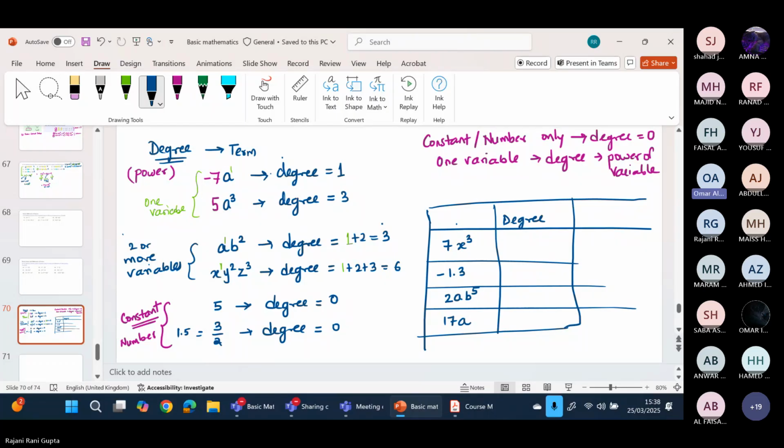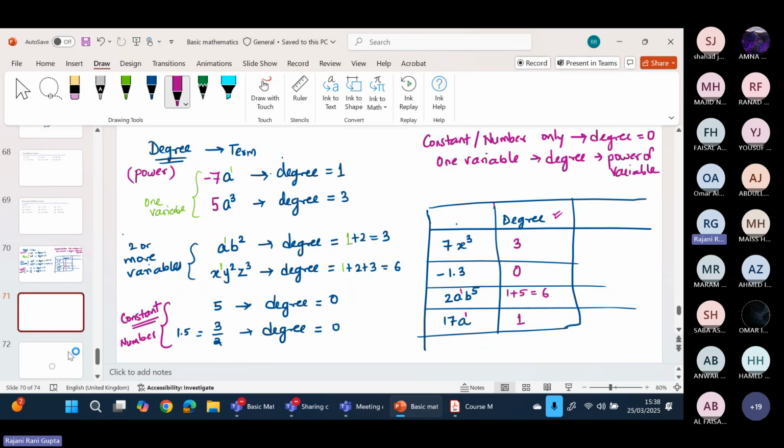Degree of 7x power 3: 3. Minus 1.3: 0. ab power 5: 6. Correct, because the degree of a is 1, and 1 plus 5 gives you 6. 17a: 1. Good. So I don't want any one of you to make a mistake in this. Okay, so this is about the degree of a term.